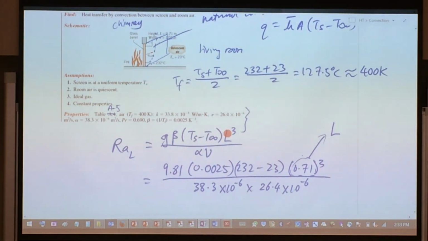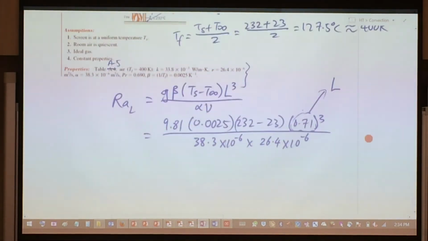Okay? So if the buoyancy had not been that way, for some reason there's a forced convection forcing it going this way, then the distance you're going to use would be this 1.02 meters. But because it's a natural convection, it's not a forced convection, it's going up in that way, so we're using that height dimension. Okay, so the height dimension in this case is given as L, that is 0.71, and that's the one they're going to be using.